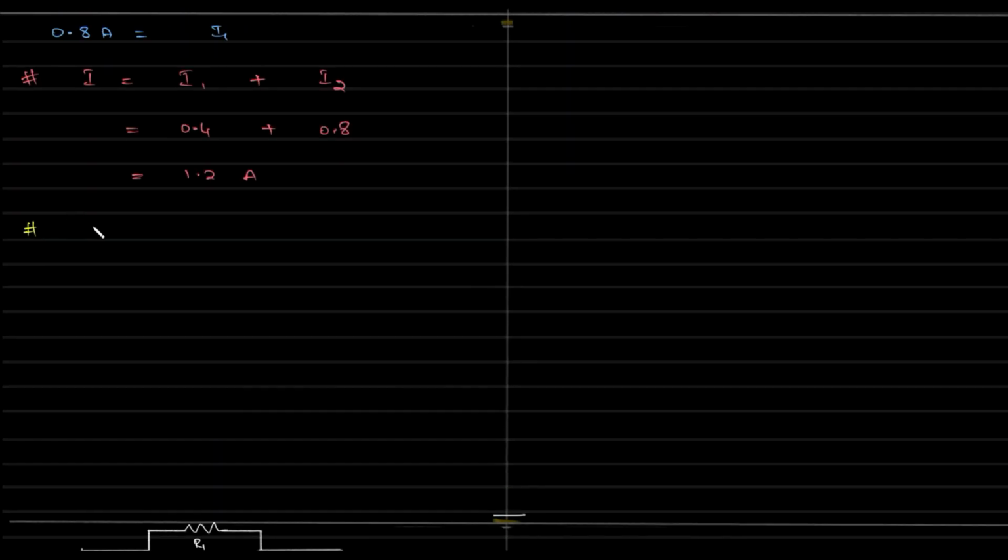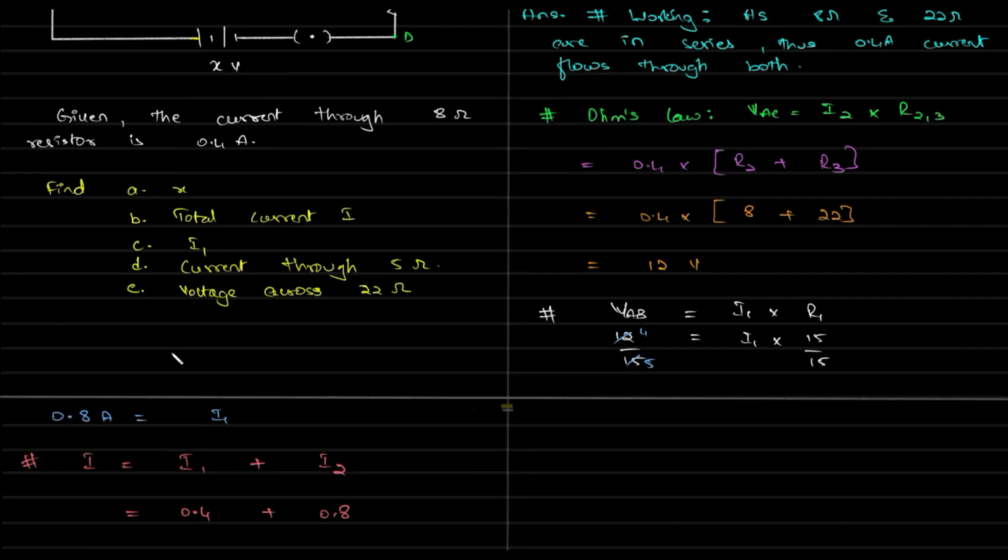So we can tell the current through the 5 ohm resistor is 1.2 ampere. Next, what else? Lot of things to do.